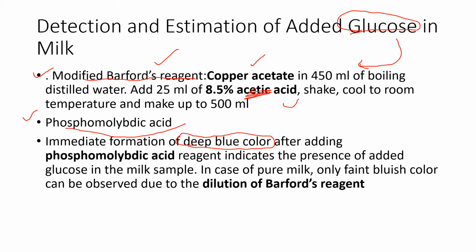And the next thing is phosphomolybdic acid. In case it's impure milk, it gives out deep blue color. In case it is pure milk, it gives a faint bluish color, which is observed due to dilution of the Barfoed's reagent. So guys, remember the names alone. That is very important for this exam.